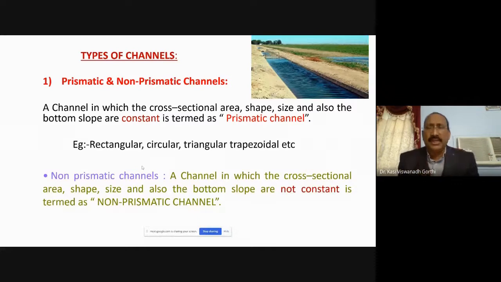What is this open channel flow? It is something like a river flow, a stream flow, a drainage flow, a canal flow. In all these cases, there will be a free surface. If there is a free surface, it is open channel flow.